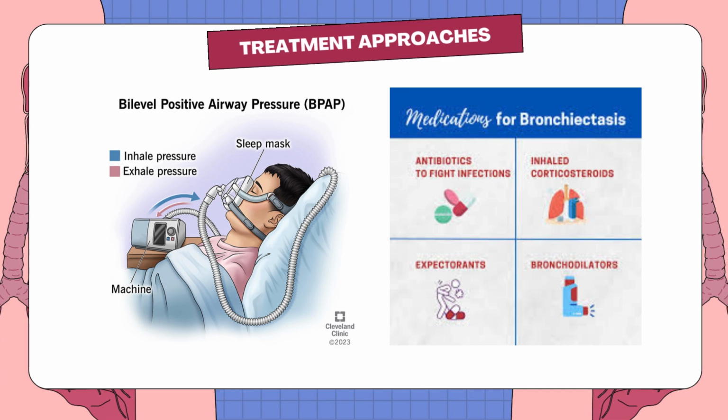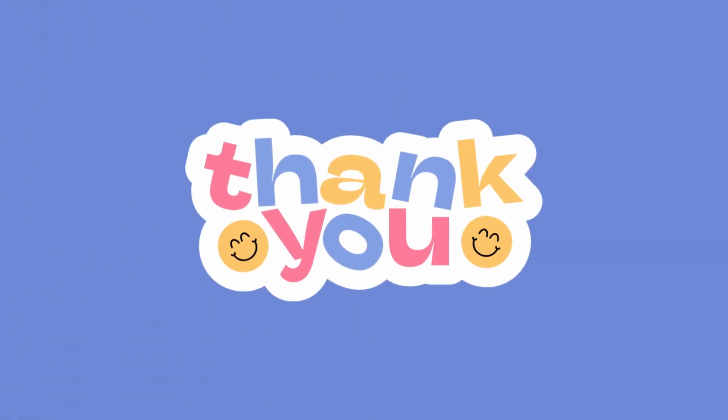Two treatment approaches: the first one is bilevel positive airway pressure, BPAP, and medications for bronchiectasis. It includes antibiotics to fight infections, inhaled corticosteroids, expectorants, or even bronchodilators.